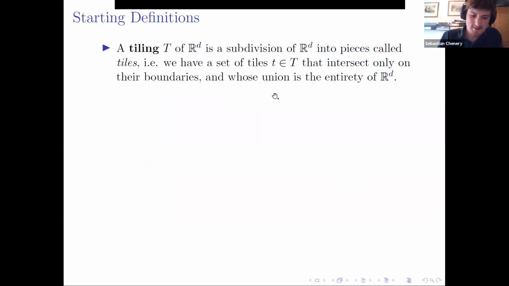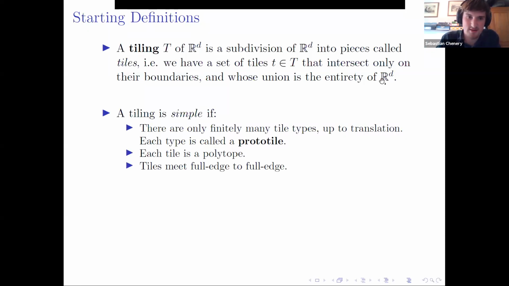So this is the definition of a tiling. You can set up in various different ways. You can say that your tiles want to be homeomorphic to a closed unit ball or whatever. But the idea is we're just going to divide up Euclidean space into a tiling in the intuitive fashion. And in the literature, by the way, it's always R^d rather than R^n.